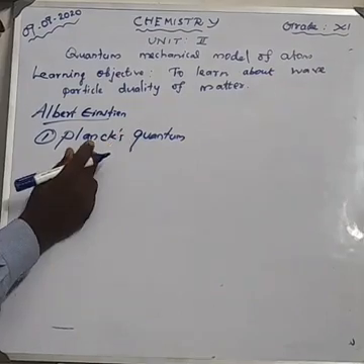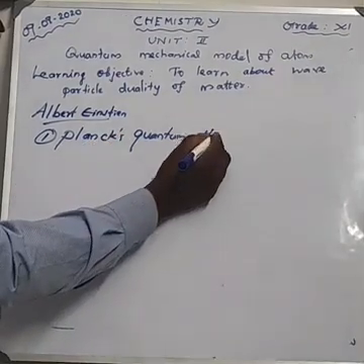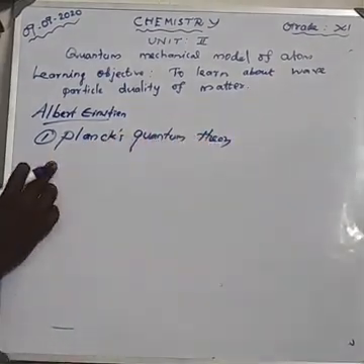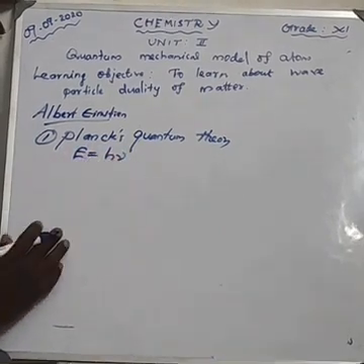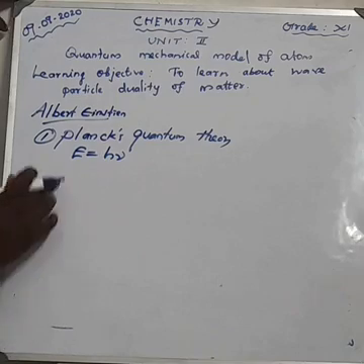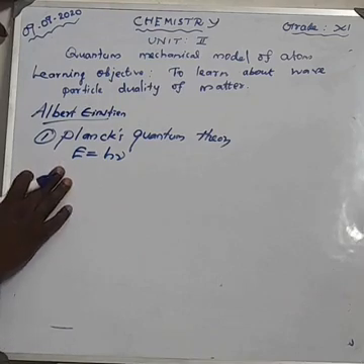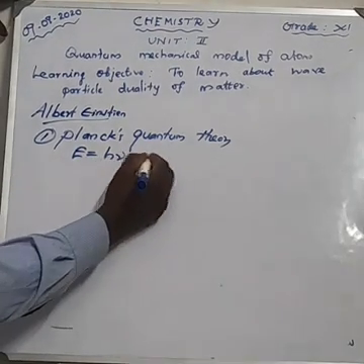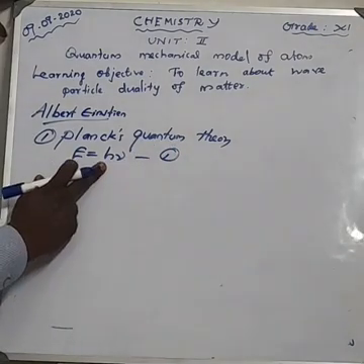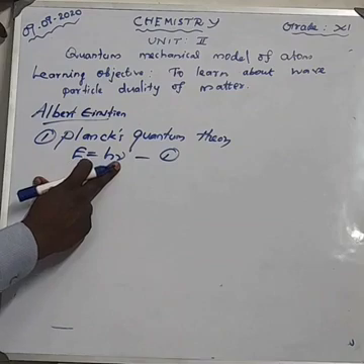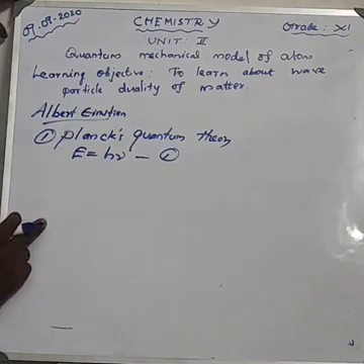Okay. Planck's quantum theory. What's the first equation? E is equal to h nu. Can you write? E is equal to h nu. It is called the first equation. H means Planck's constant. Nu is the frequency. We are saying nu. Okay. Second one.